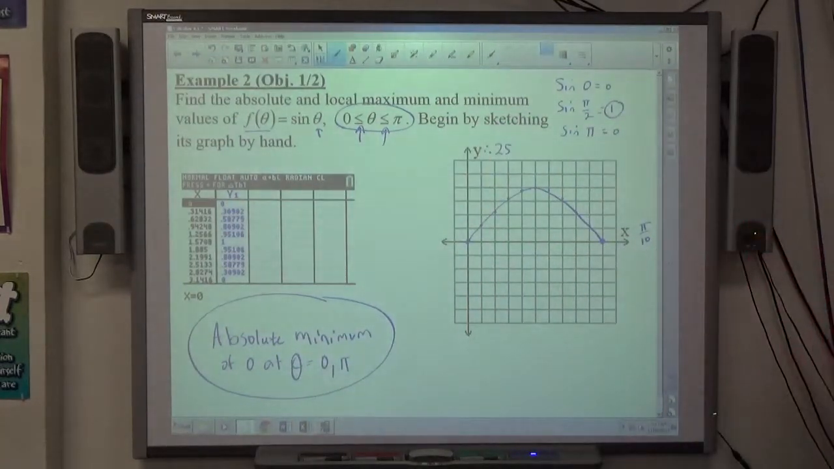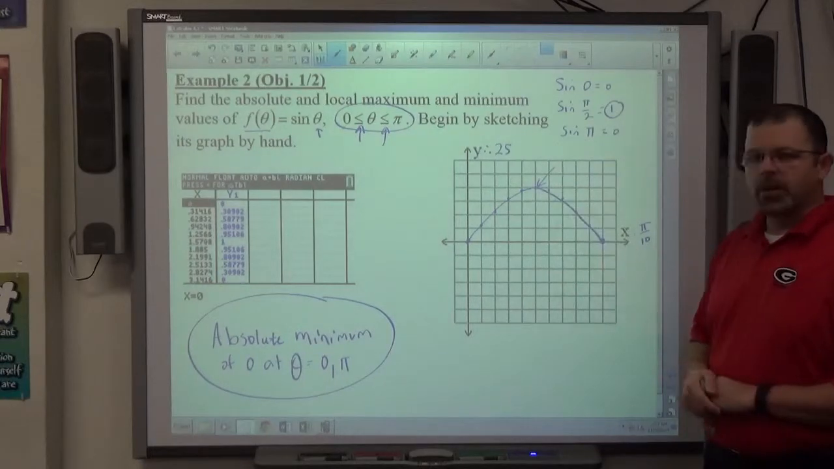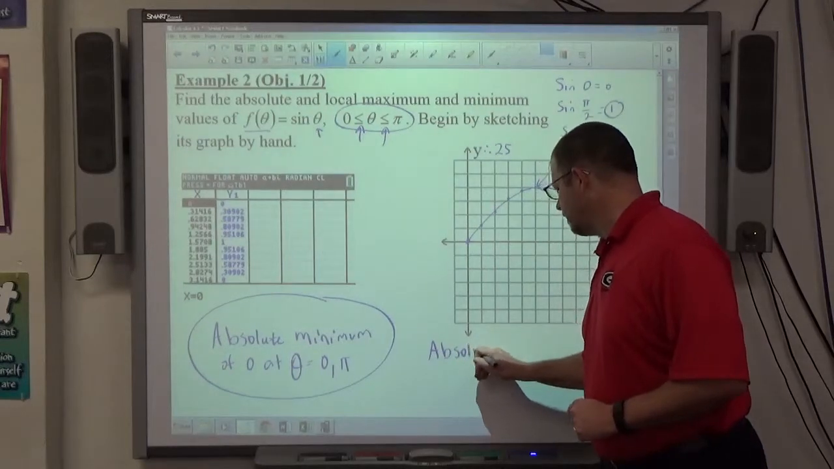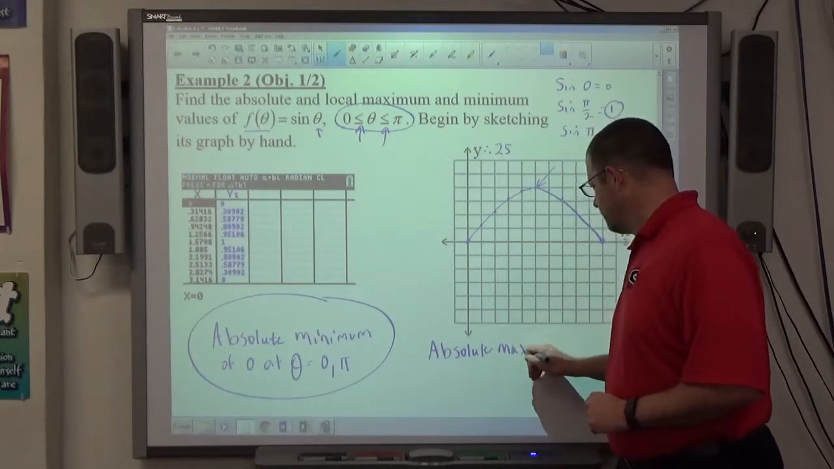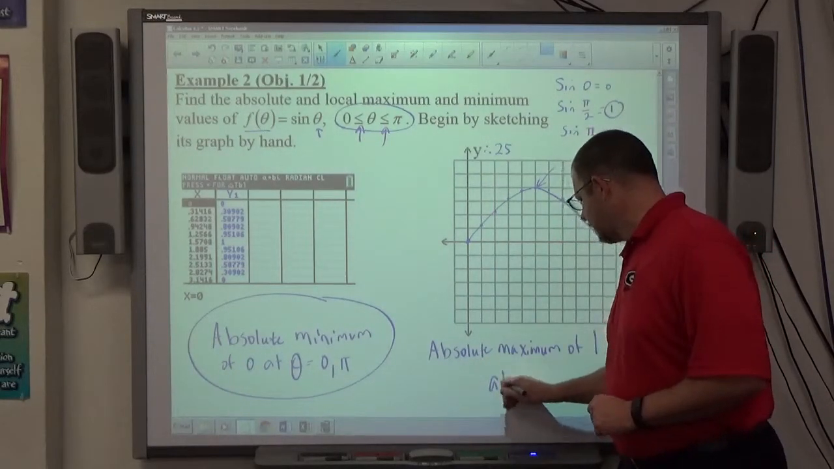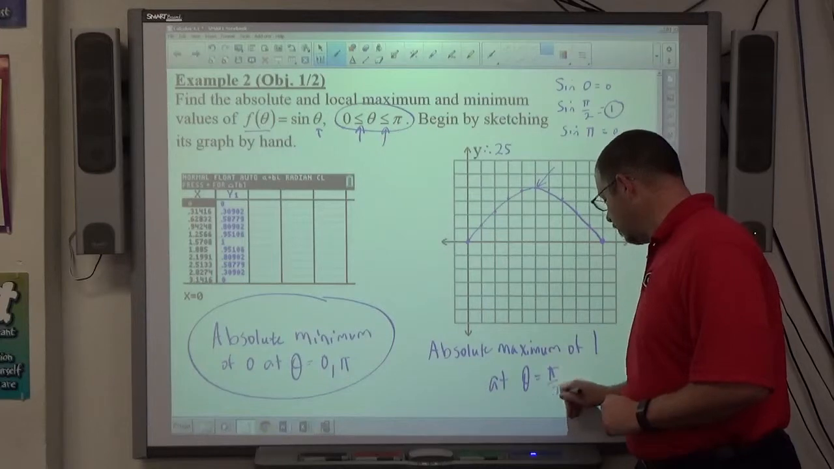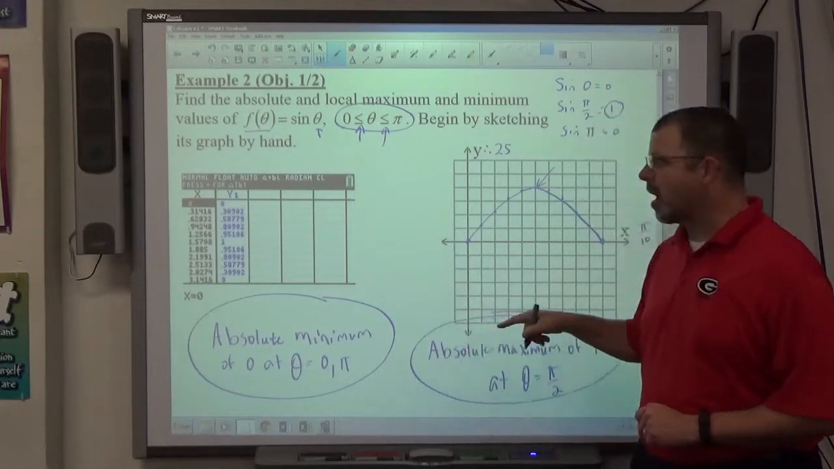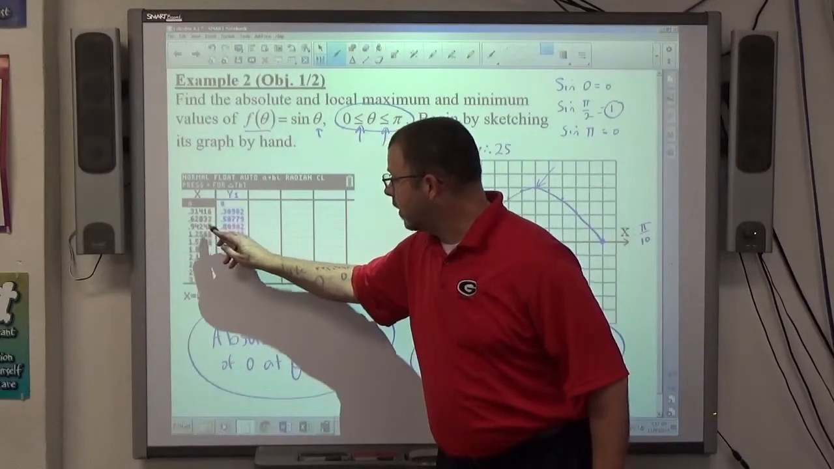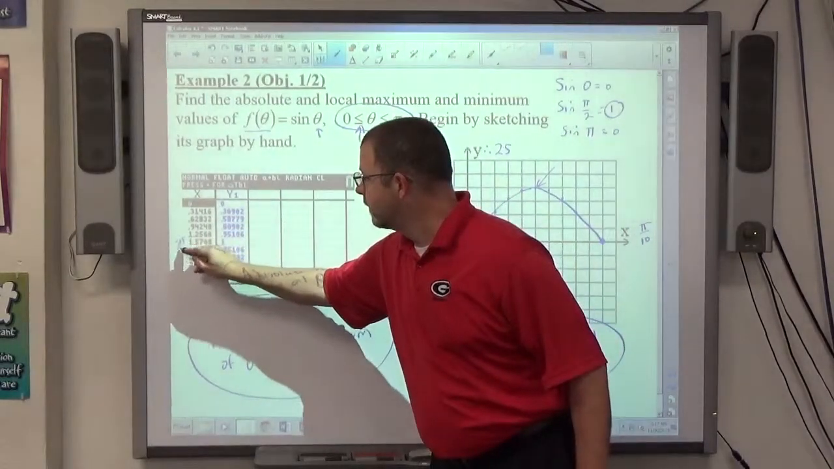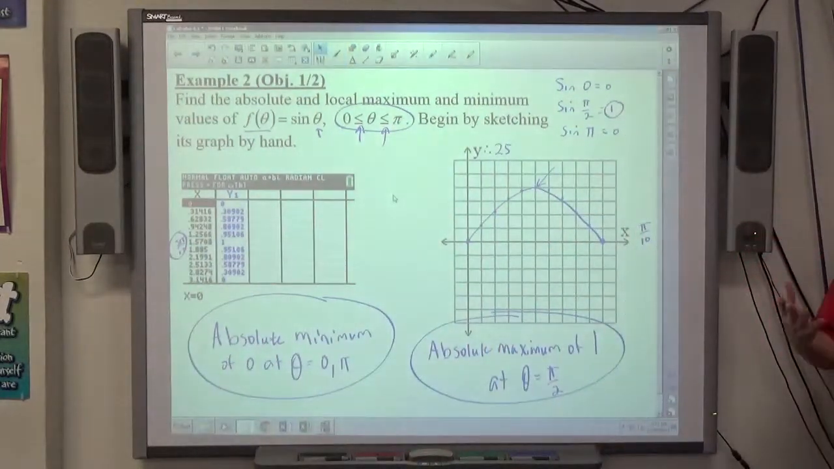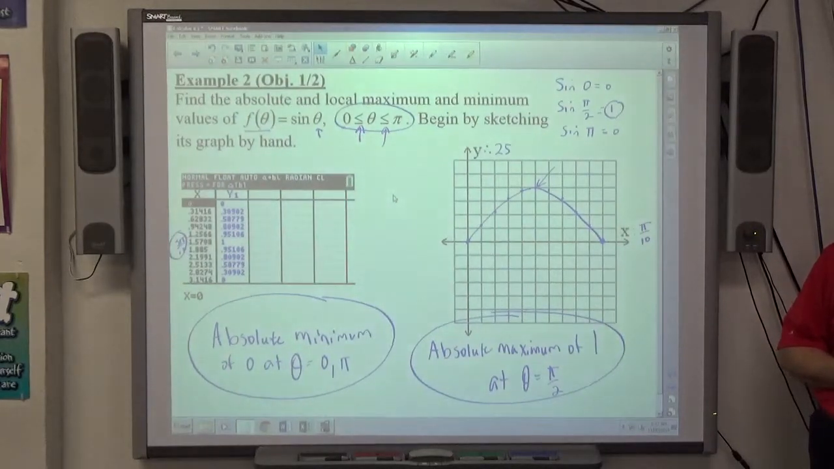And we can see here this is the absolutely highest point on the graph, right? So I know the absolute maximum of 1 at theta is equal to pi over 2. I'd rather get pi over 2 than 1.5708. So if you just go, there's 1 pi over 10, 2, 3, 4, 5 pi over 10. That reduces to pi over 2. I'd rather have the exact value than the approximate value if you're capable of doing that. In most cases you are.